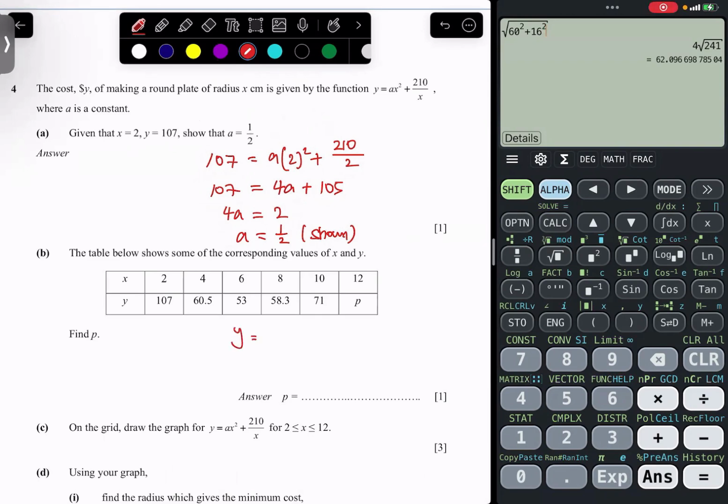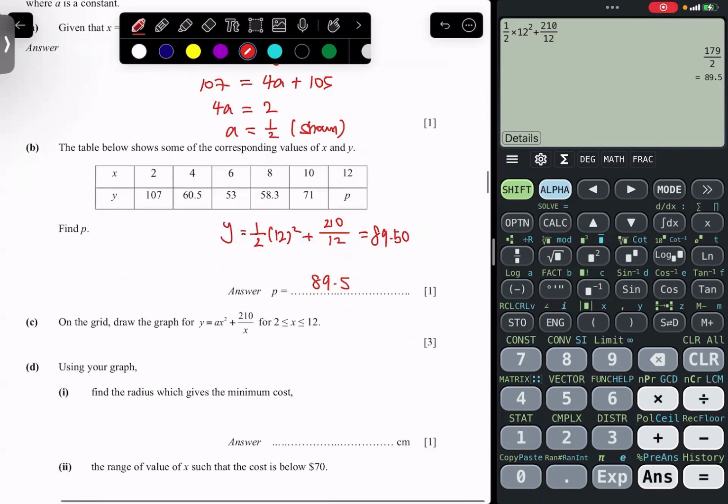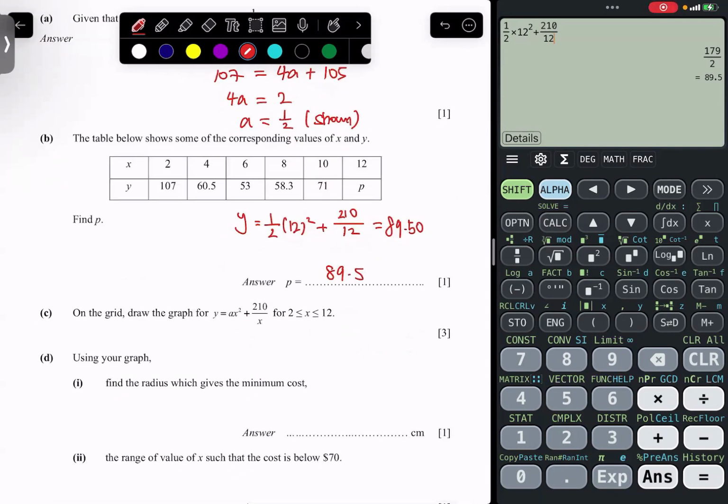So y equals half times 12 squared plus 210 divided by 12, which equals 89.5. Not even $89.5. So p equals 89.5. On the grid, draw the graph of y equals ax squared plus 210 over x for x more than or equal to 2, less than or equal to 12, and use your result. Using your graph, find the radius which gives the minimum cost, and the range where the cost is below $70. So let's do this.